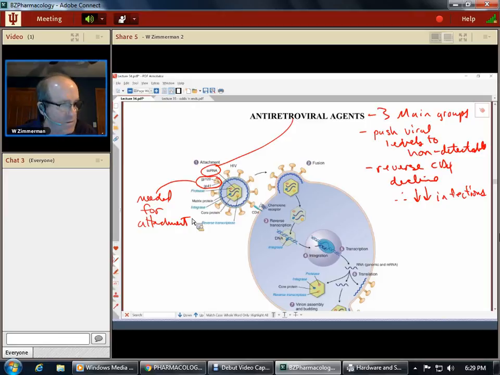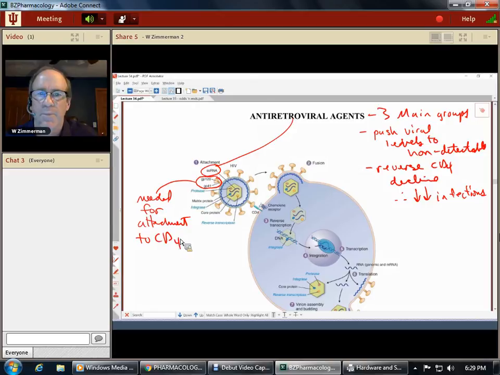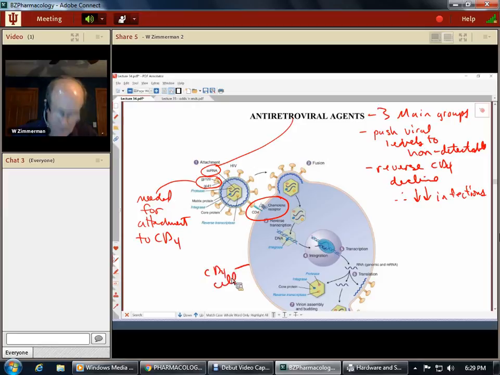I think for attachment to the CD4. You obviously have to have the CD4 receptor there, but there also has to be that chemokine receptor there, because we've got drugs now that block the chemokine receptor, and with that you don't get the binding to the CD4 cell. I'll just write that here. Okay, but assume that everything's intact here and the virus attaches.